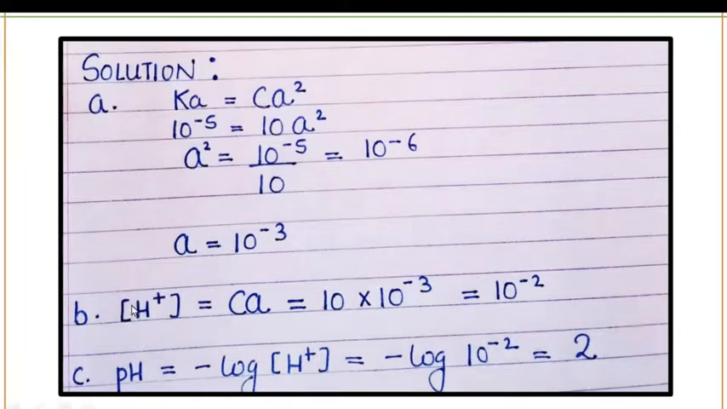Now to calculate the H+ ion concentration, that is equal to Cα. So the concentration C is 10, and alpha you have calculated as 10^-3. When you solve this, you will get the concentration of H+ ions as 10^-2. Next part is to calculate the value of pH. pH has the general formula, that is minus log of H+ ion concentration. After putting the value for H+ ion concentration, you will get the pH as 2.